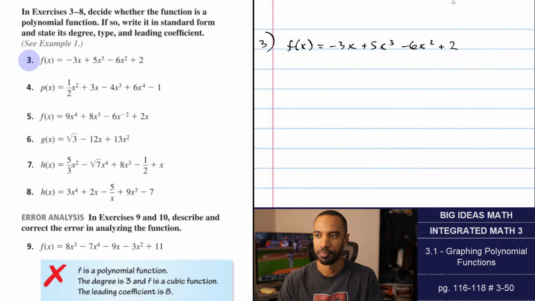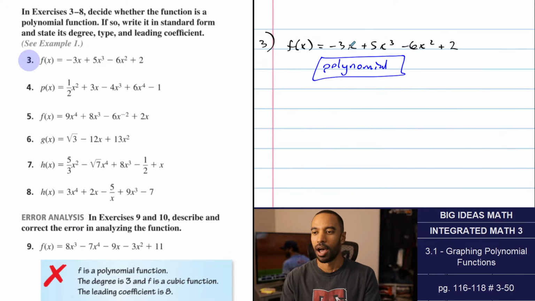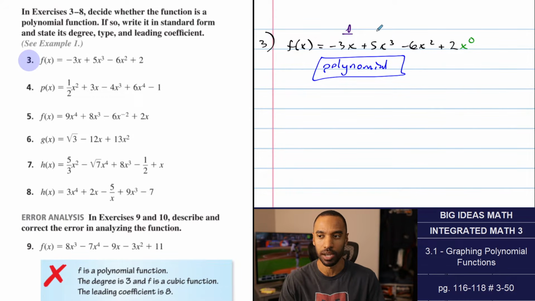Totally a polynomial. All the terms are monomials. Polynomial. They all have variables with whole number exponents. Remember, 2 also means 2x to the 0 power. I'm not going to say that very often, but I wanted to state it there. That being said, this is degree 1, 3, 2, and 0.